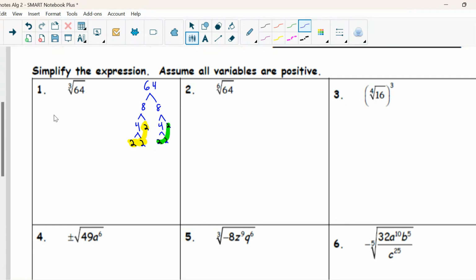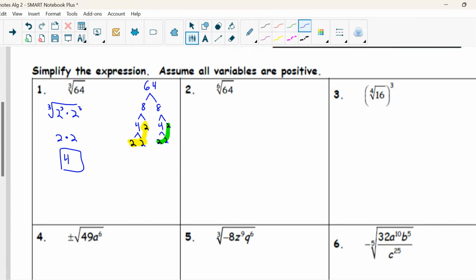So how I can split this 64 is I can take the cube root of 2 to the third power, which would be my yellow highlight, times 2 to the third power, which would be my green highlight. Now that I have 2 cubes, that will simplify nicely with my cube root, because all that happens is my exponents cancel. So this is the same as saying 2 times 2, which is just 4.